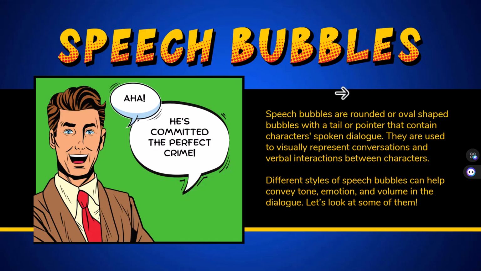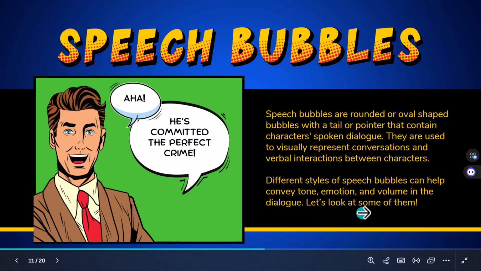Aside from that, we have speech bubbles, which are the most important. Speech bubbles are rounded or oval shaped, as you've seen right here. Bubbles with a tail or pointer that contain characters' spoken dialogue. They are used to visually represent conversations and verbal interactions between characters. Different styles of speech bubbles can help convey tone, emotion, and volume in the dialogue. Let's look at some of them. So we have different speech bubbles that we want to look into.